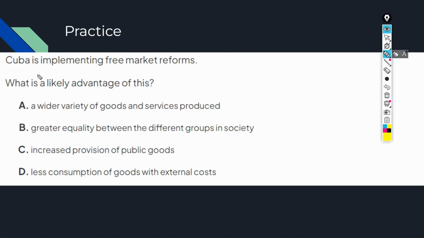So Cuba is implementing free market reforms. Free market is basically a market economy. What is going to be the advantage of this? Well, we know in a market economy there's private diversification, so more goods and services will be offered, hence option A. There cannot be B since it does not really relate to any problem. There will be a decrease in public goods since it's going from a planned economy to a free market economy, so it can't be that. And there'll be less consumption of goods with external costs, it cannot be that also.